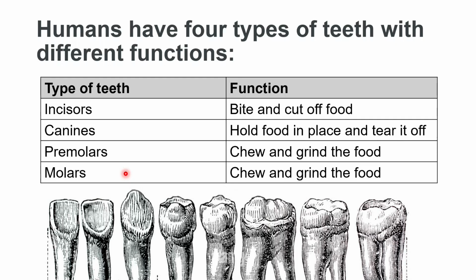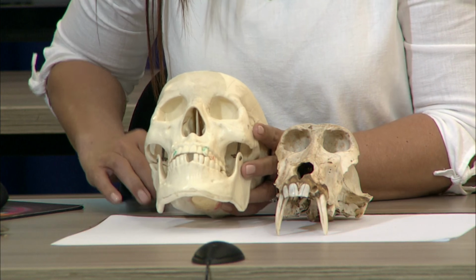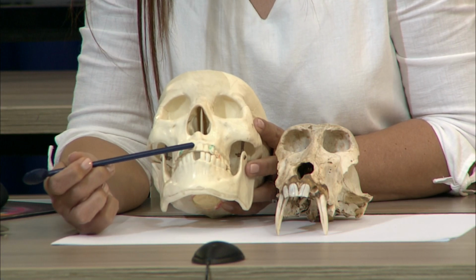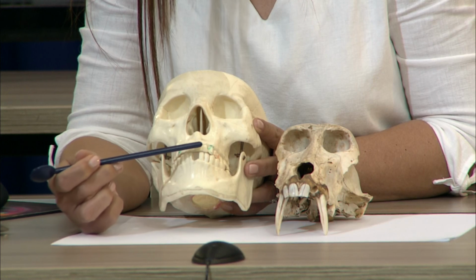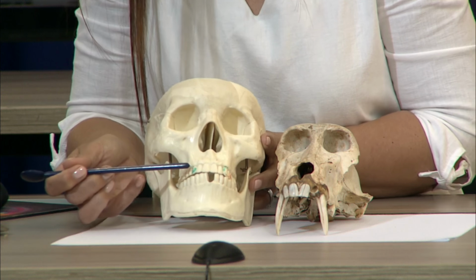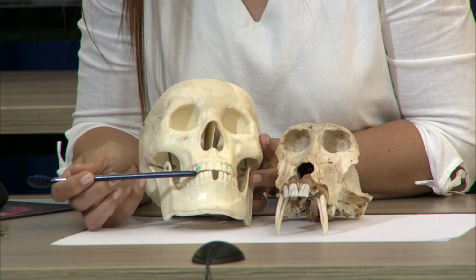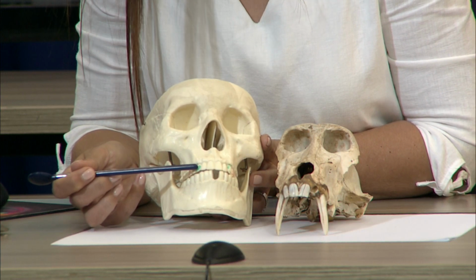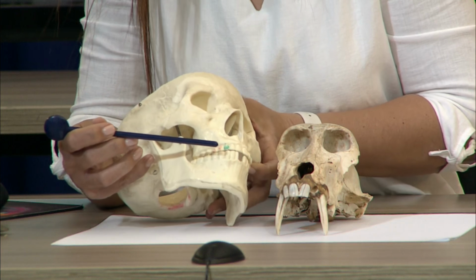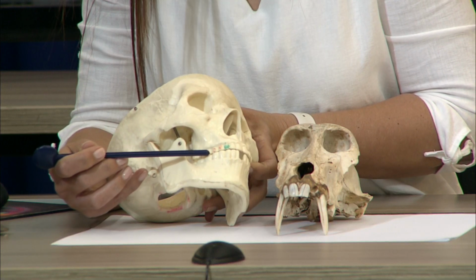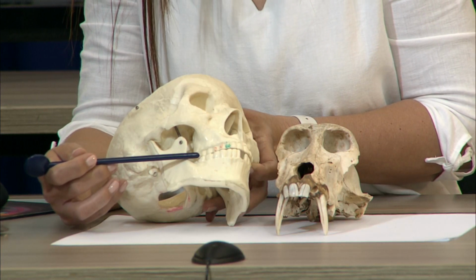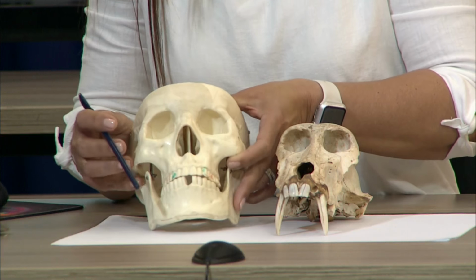So let's quickly look at the model again so that we can identify. Right in front, we've got our incisors. If I look from the center, you've got two big ones and two smaller ones, and that is for cutting. Then the one that I've colored in green is our canine, which is there to hold food. And then we move to our premolars and our molars right at the back. That is there for chewing and grinding food.